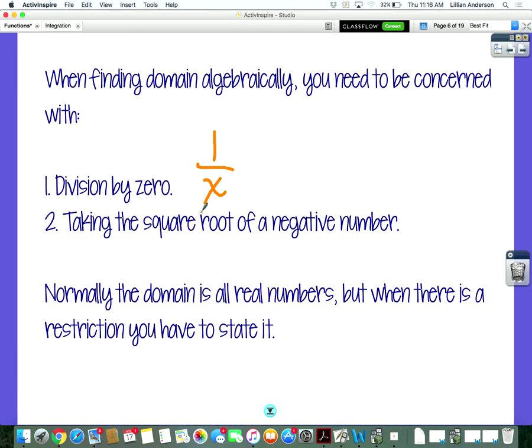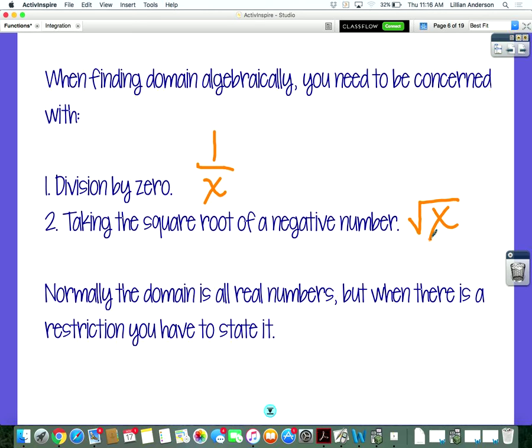You also need to be concerned with taking the square root of a negative number. Because when you take the square root of a negative number, what happens? You get an error message on your calculator for sure, because it's going to be a, what type of number? Imaginary number. An imaginary number.